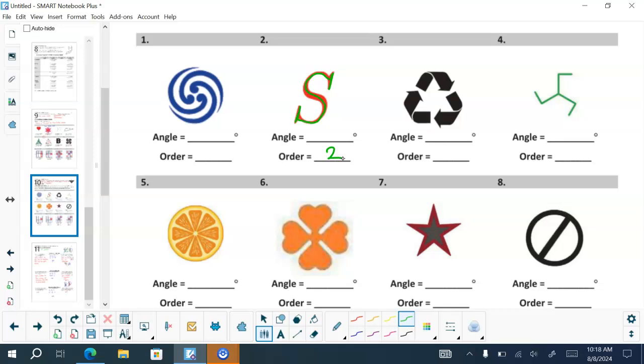Now to find the angle, because there's 360 degrees to go all the way back to its original position, we're going to take that 360 divided by the order. So we're going to take 360 divided by 2 to get our angle, which is going to be 180. Okay, let's do one more together. I'm going to come over here and do number 4. So I'm going to trace over this shape.